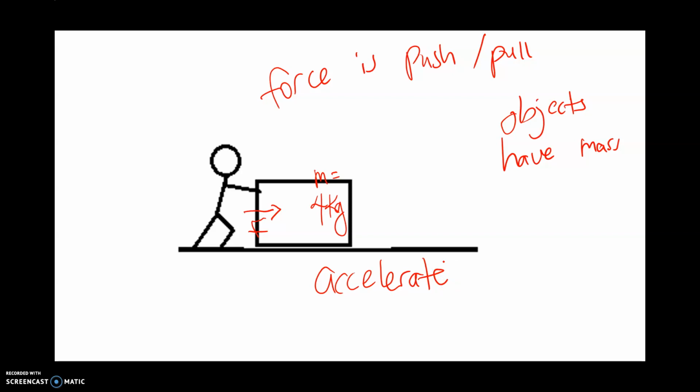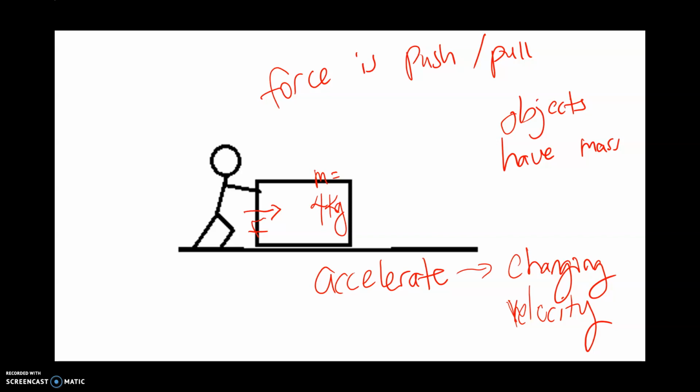So they accelerate, and that is changing their speed, or velocity, to be more precise. So it changes its velocity. So if it starts out with a velocity of 0, and you apply a force to it, now it is going to increase its velocity, it's going to accelerate, and we see that change. So our person here is putting a force on the box, and that causes it to accelerate because it has mass.